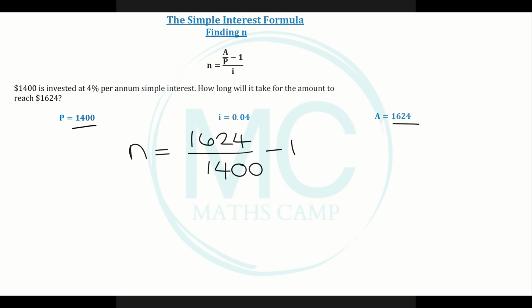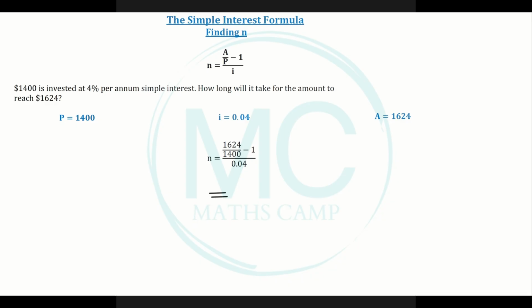Then we minus 1, and we make this fraction all over I, which is 0,04. 1,624 divided by 1,400 gives us 1,16. So let's subtract the 1 and we get 0,16 over 0,04. Now we can divide 0,16 by 0,04 and we get an answer of 4. This is the duration of the investment, 4 years.